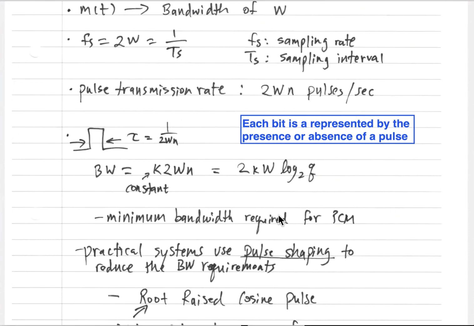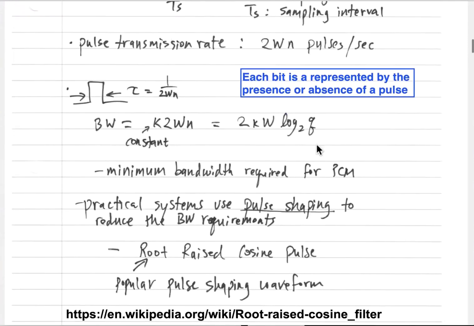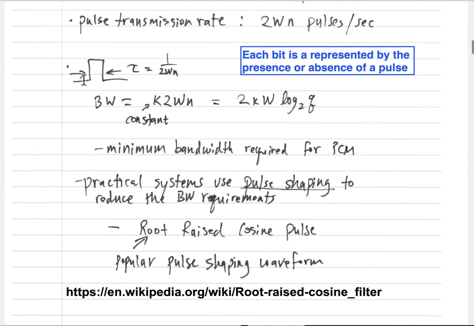If you have less bandwidth, you cannot transmit this PCM signal. I'll just point out that this is actually quite bad. The sinc is a very bad function because I made the approximation that the first zero crossing is the bandwidth, but it turns out there's a lot of energy outside the first zero crossing. So practical systems don't use rectangular pulses, which have sinc as their Fourier transform.